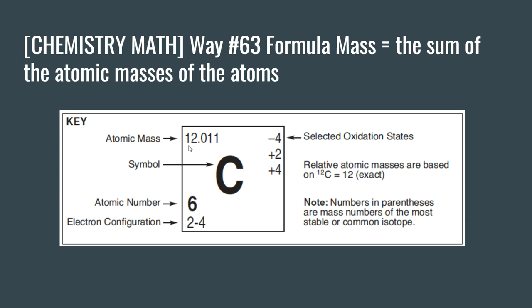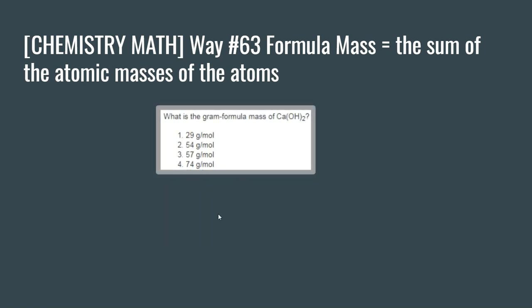Typically, you don't need to be this precise when you do the calculations for atomic masses. You can simply round this number off to the nearest whole number, and that will be sufficient. But for the purposes of precision, I'm going to show you how it would be calculated using the exact values. Let's try some problems. What is the gram formula mass of calcium hydroxide?